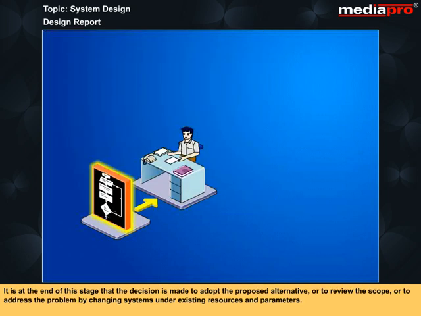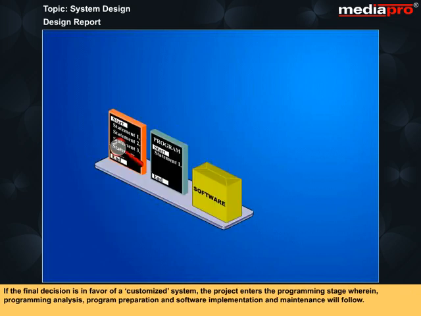It is at the end of this stage that the decision is made to adopt the proposed alternative, or to review the scope, or to address the problem by changing systems under existing resources and parameters. If the final decision is in favor of a customized system, the project enters the programming stage, wherein programming analysis, program preparation, and software implementation and maintenance will follow.